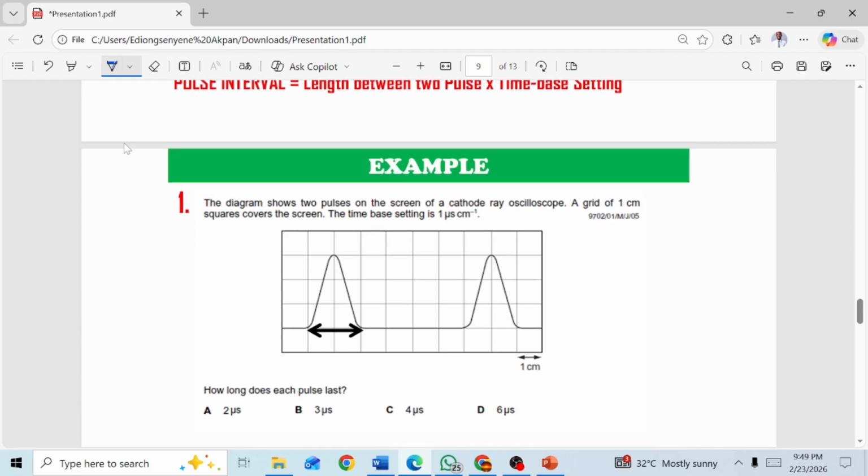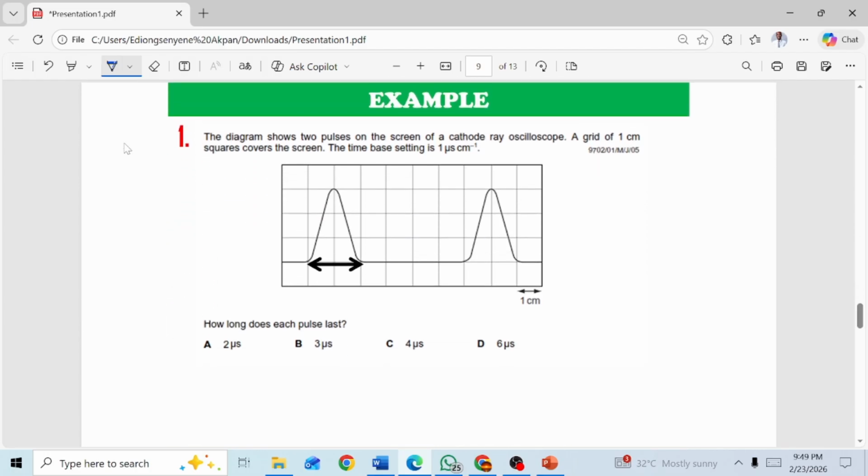So let's look at an example. This is an example of such a question. The diagram shows 2 pulses on the screen of a cathode ray oscilloscope. A grid of 1 cm square covers the screen. The time-base setting is 1 microsecond per centimeter. The question is, how long does each pulse last?